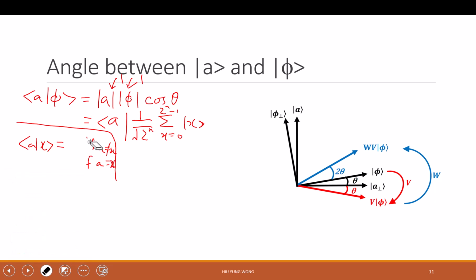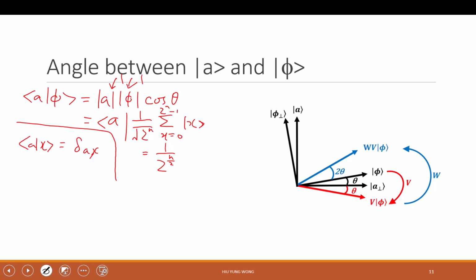So I decided not to write in this way. We are very advanced now. Equals to delta AX, right? Whether A equal to x, the Kronecker delta, right? So this one will give me what? Only one term will be 1. Every other term will be 0. So this is going to be 1 over 2 to the power n over 2. That's it. Because I have 2^n terms, only one term will give me 1. And that gives me 1 over 2 to the power n over 2, right?